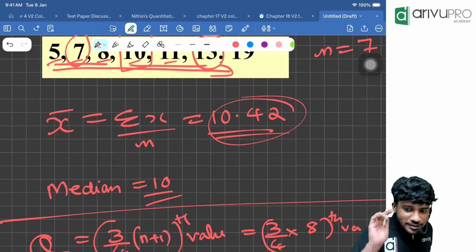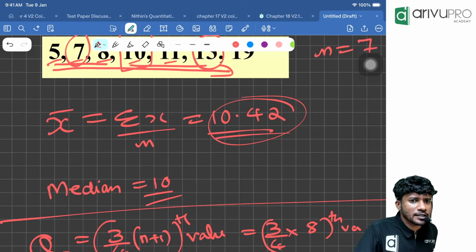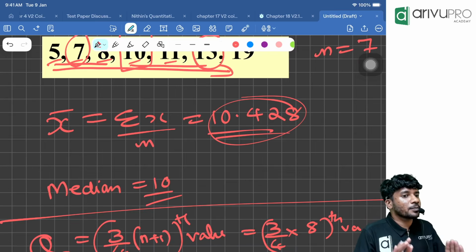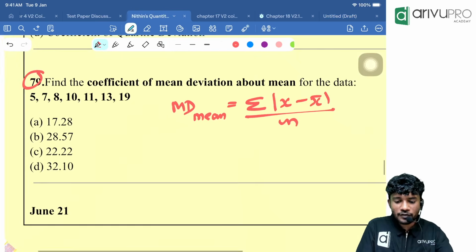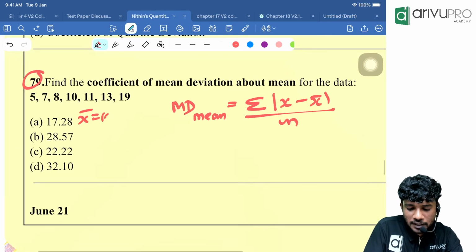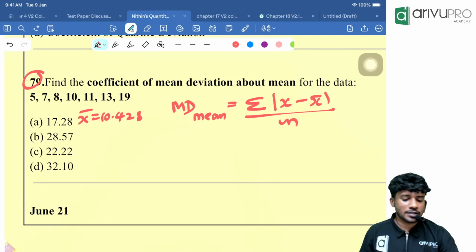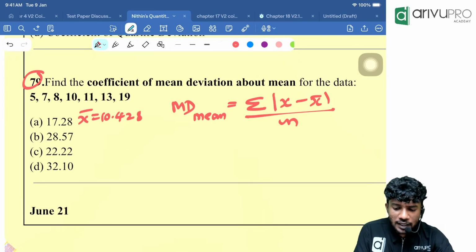10.42. Okay, 10.42. How much was it? 10.428. Okay, let us take this value, 10.428. Now we are going to find the value of x bar, which is 10.428. Then we are going to find the value of mean deviation.